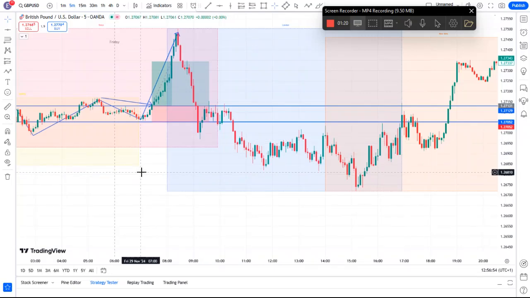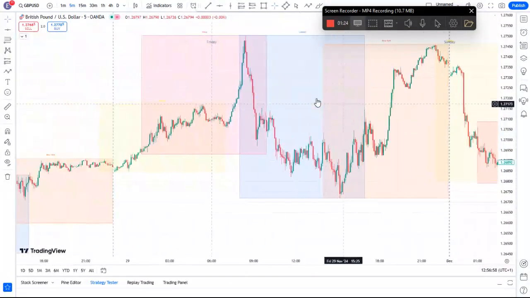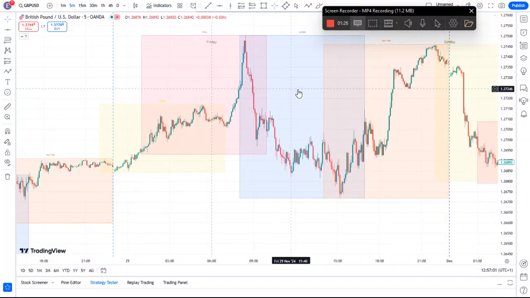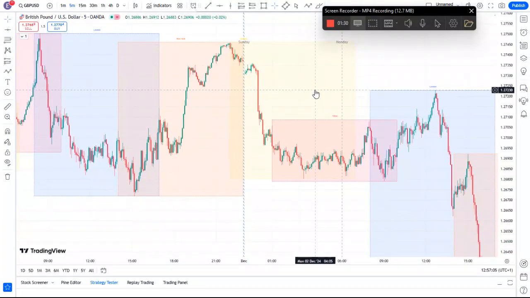Now let's look for another example. This is 29th of November 2024. Let's go to the next day. Good. Now this is the next day. The 29th was on Friday, and the next day was Monday, 2nd December 2024.